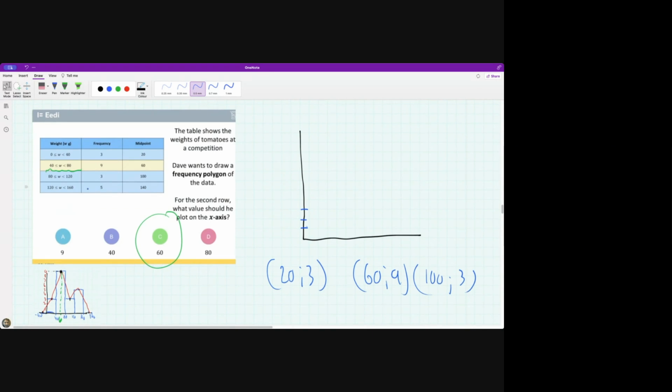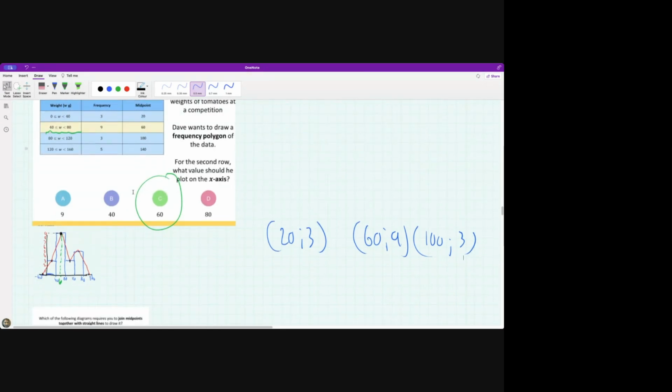Give me a score out of 10 for how well you understand frequency polygons. I just want to get a feel for if I'm helping or if I'm hindering. Give me a score out of 10 for how you're feeling about frequency polygons. Okay.